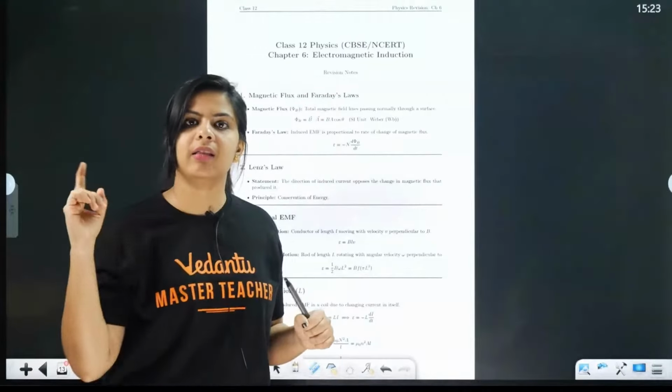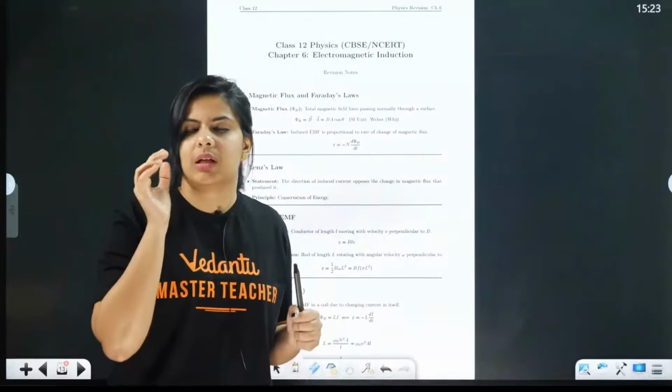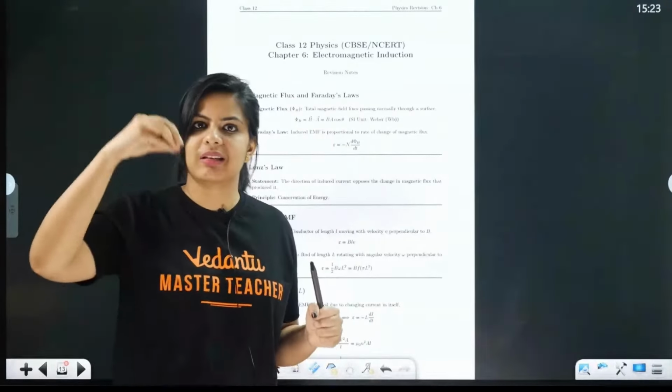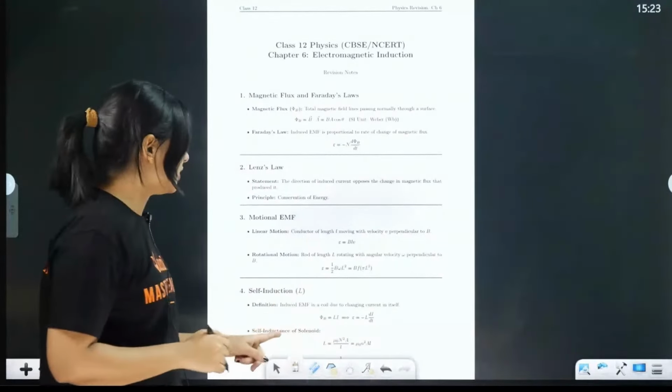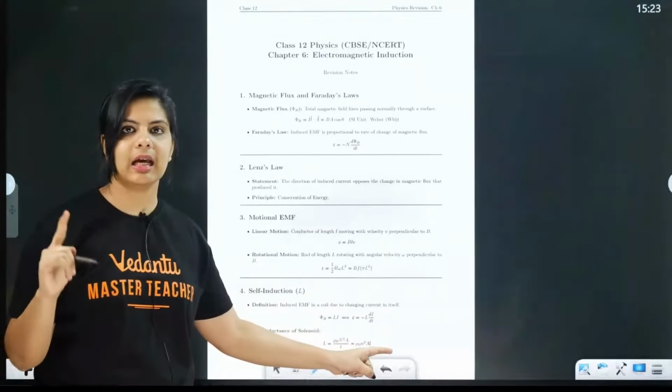So the induced EMF will resist the change in flux. Okay, so that is what we are calling back EMF. The induced EMF is produced in the same coil, that is self induction, and its relation is induced EMF will be equal to minus L di by dt.